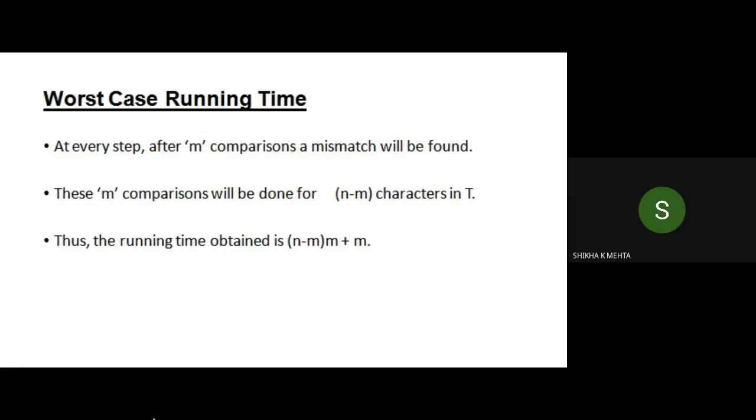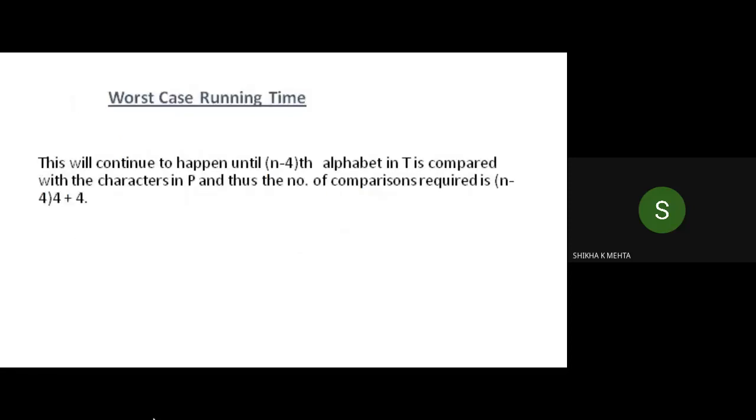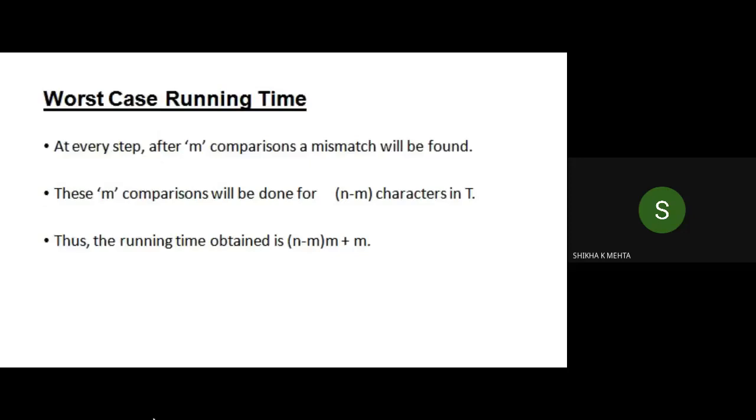So at every step, after m comparisons, a mismatch will be found. We have seen after 4 comparisons there was a mismatch, so let us say that is equal to m. These m comparisons will be done for n minus m characters in T. We are just generating a formula for this particular problem. Thus, the running time obtained is (n minus m) into m plus m, as we have seen with the help of this example.